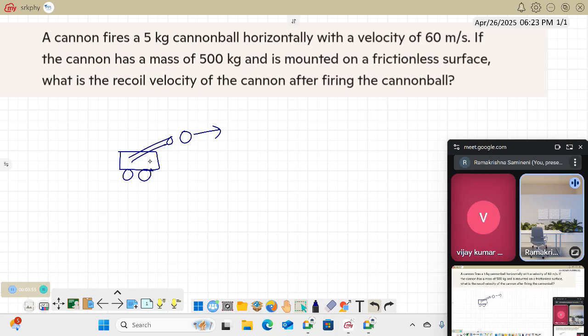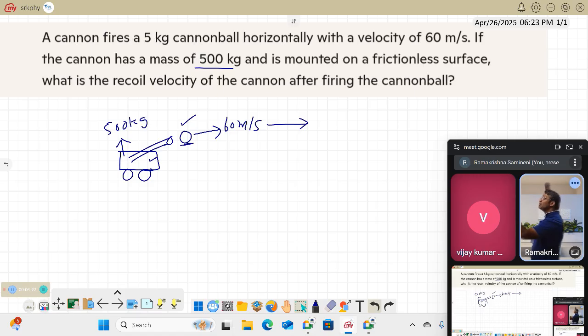So this is a trolley having a cannon, and this cannon is firing a cannon ball, right? What speed? That is 60 meters per second. What direction? Horizontal, like this, right? So when it is projected, what happens? What did they give? The cannon has a mass of 500 kg. Mass of the cannon is given, 500 kg. Cannon ball mass, how much is given? Mass of the cannon ball, 5 kg is given.